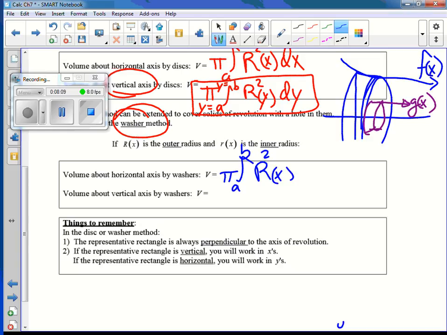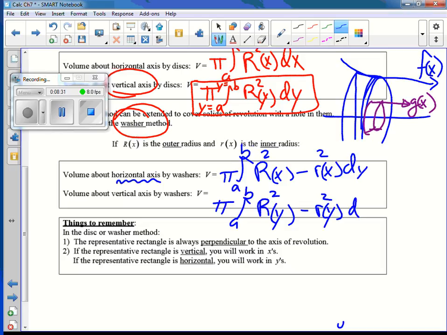You're going to do the big radius minus the smaller one. And that's when the axis is a horizontal axis, when you're rotating about a horizontal axis. And then when you're doing it about a vertical axis, this will be from a to b, same thing, but this will be big R of y squared minus little r of y squared dy. Oh, my apologies, that's supposed to be an x.